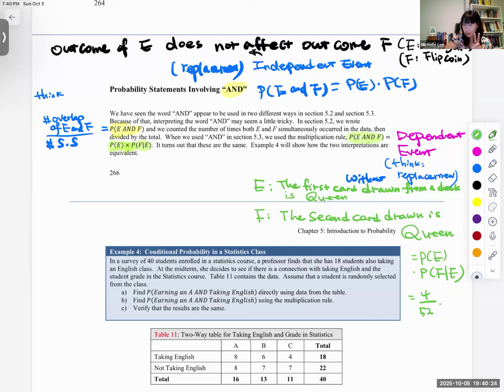Now, the second card is a queen, but given the first card is a queen, right? So for the second event F it is 3, because given that the first card is a queen, already one queen card is taken. So out of 51. Make sense? Yeah.